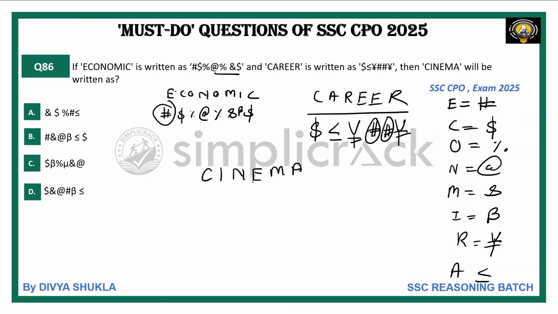So I am having cinema. Cinema would start with dollar. Then I would be having beta. N is at the rate, hash. Then I'm having M, that is and. And then I'm having A, that is less than equal. So what would be the correct answer for this question? You can see cinema, just a second.